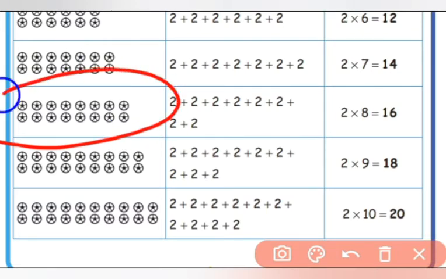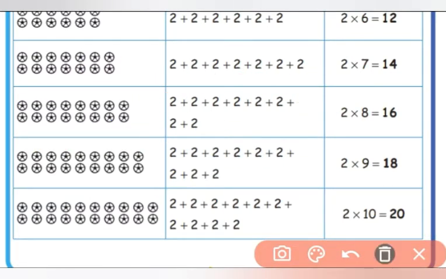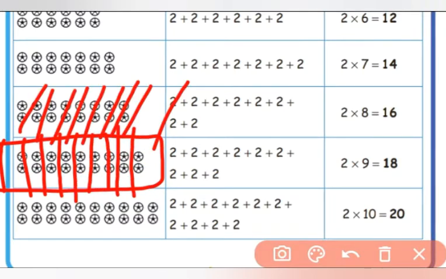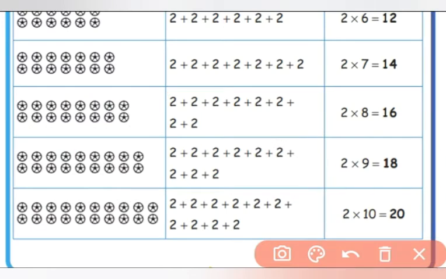Next பாருங்க. So 8 times 2. Number of balls is 2. எவ்வளோ பாக்ஸ் இருக்கு? 8. So the total number of balls is 16. The multiplication fact is 2 into 8 is equal to 16. Next பாருங்க. Nine times 2. ஓரோ பாக்ஸ்லேயும் 2 balls இருக்கு. The total number of box is 9. So the total number of balls is 18. The multiplication fact is 2 into 9 is equal to 18.